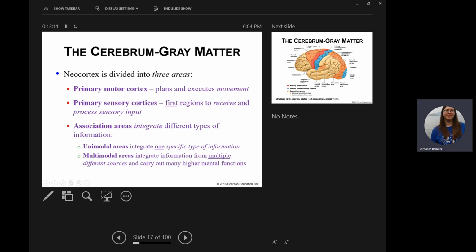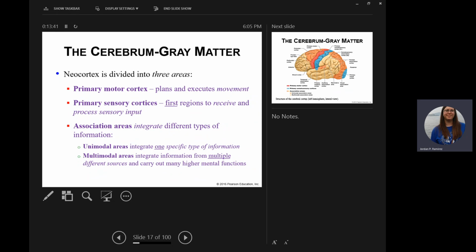All right, so the primary motor cortex is going to plan and execute movement. That's nothing new. We can tell that from its name. Primary sensory cortices, many sensory cortices, are the first regions to receive and process sensory input. Again, that makes sense. Look at the name. Right? Association areas, we're going to have a few different ones, but they're going to integrate different types of information. You can have 2 different ways.